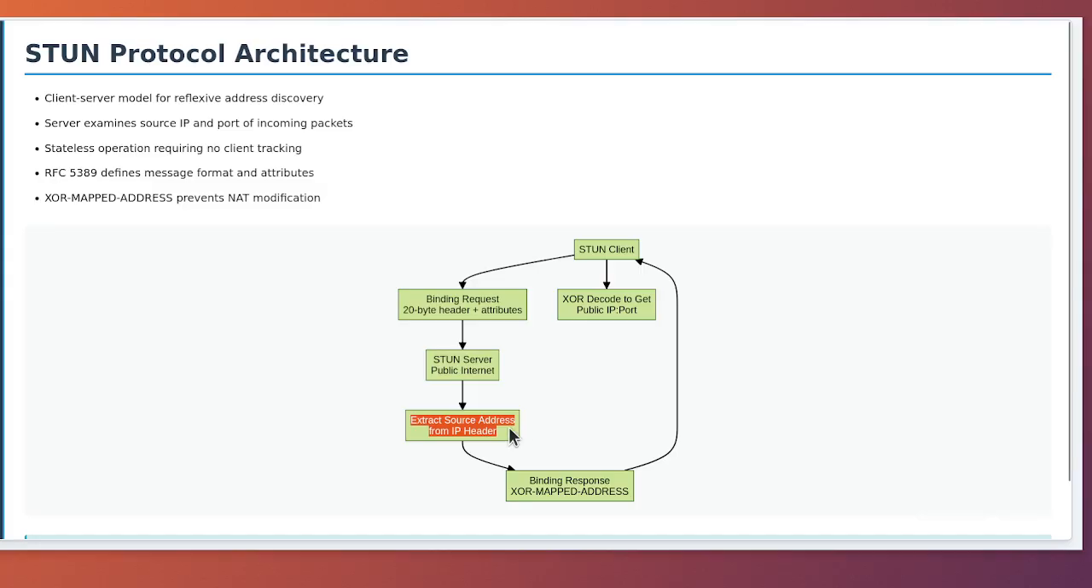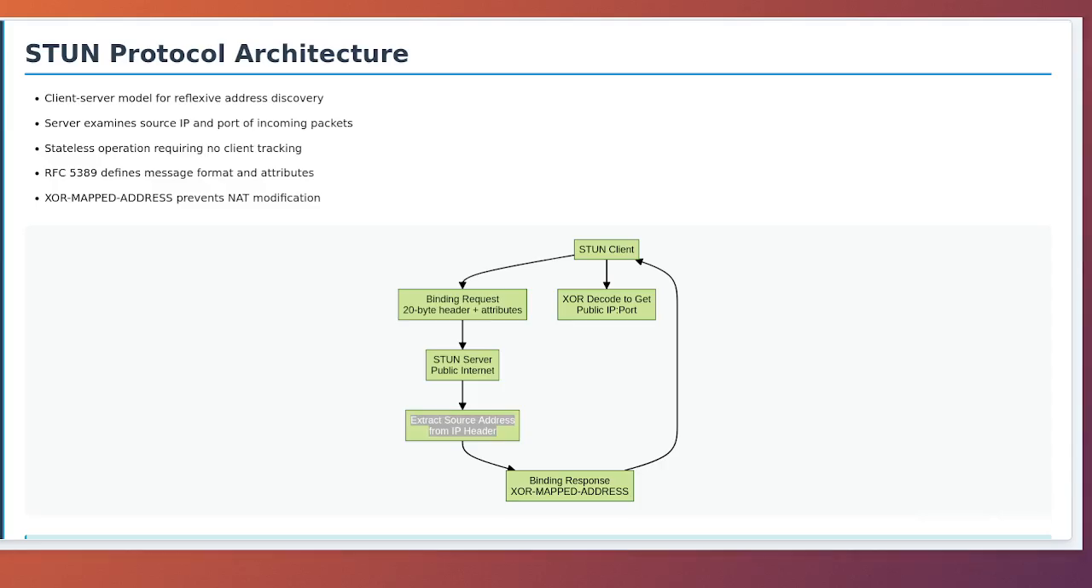The beauty of STUN lies in its simplicity. The STUN server does not need to maintain any state about clients. It simply responds to each request with information about what it observed in the incoming packet. The response contains the reflexive transport address, which is the public IP address and port combination that the STUN server saw. This tells the client how it appears to the outside world after NAT translation has occurred.